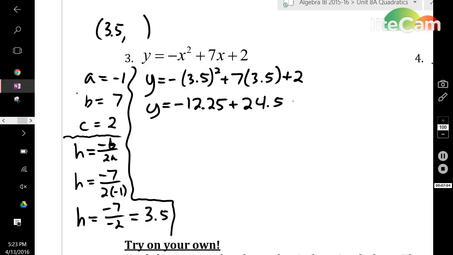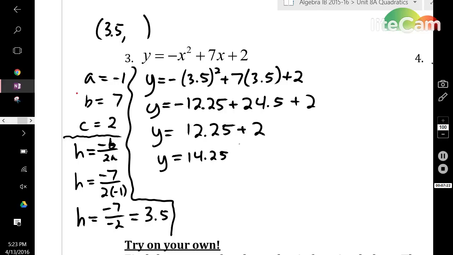And then adding 2. Order of operations says you do negative 12.25 plus 24.5 first. That ends up being 12.25, plus 2. And that ends up being 14.25. So your y value of your vertex is 14.25. So that is your vertex.